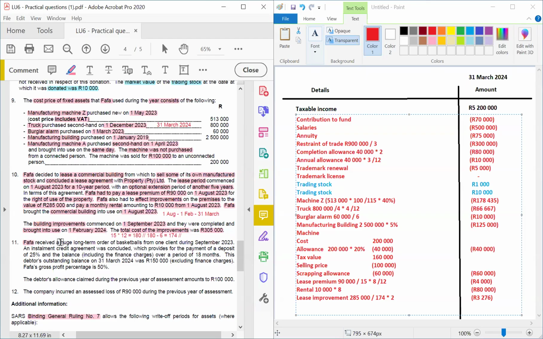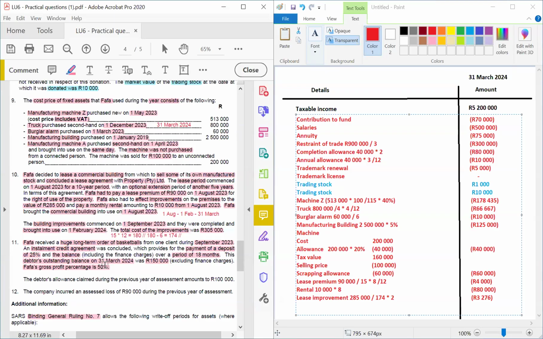Fafa received a huge long-term order of basketballs from one client during September 2023, which is in the current year of assessment. The installment credit agreement was concluded, which provides for the payment of a deposit of 25%. The balance, including finance charges, is over a period of 18 months. This debtor's outstanding balance on the 31st of March 2024 was 150,000. Fafa's gross profit percentage is 50%.